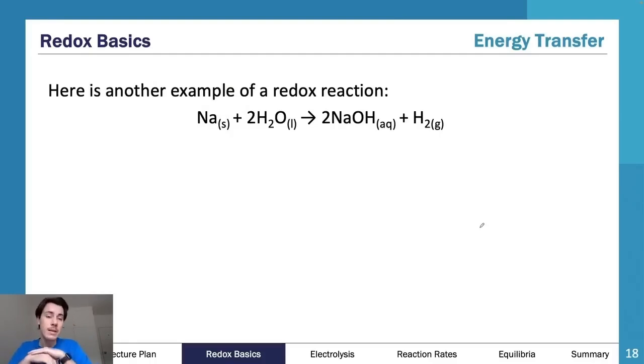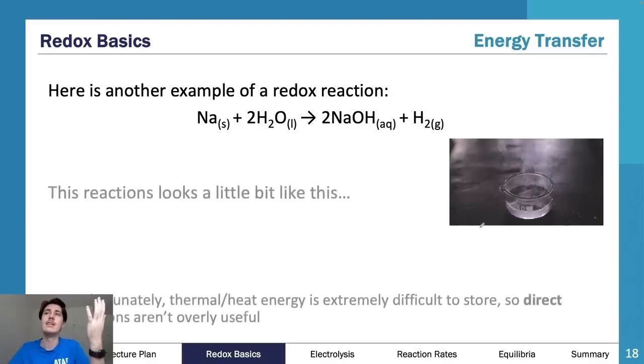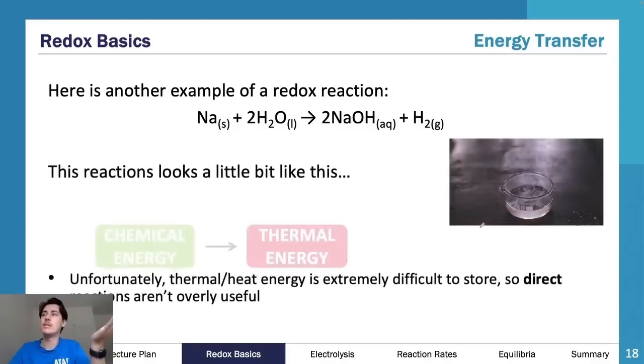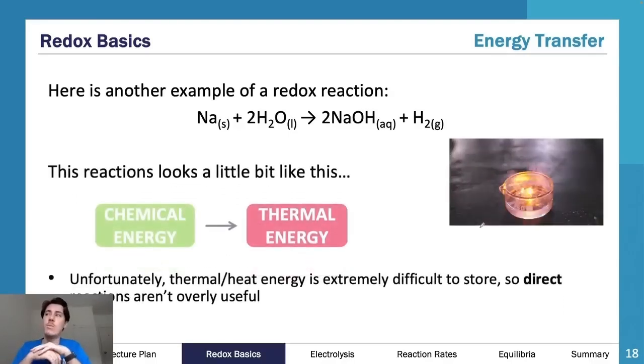So from here, we need to talk about what is actually going on in redox. What's going on in redox is we're transferring electrons, and by transferring electrons we essentially transfer energy. What's really important is that when we transfer energy and we do it all in one beaker, we call this a direct reaction.